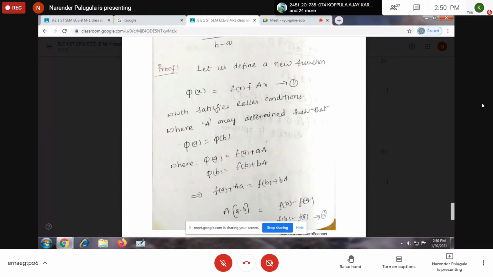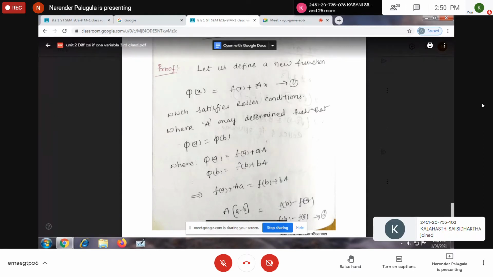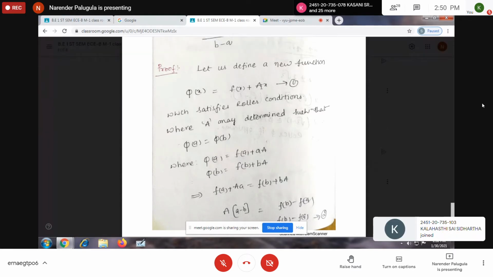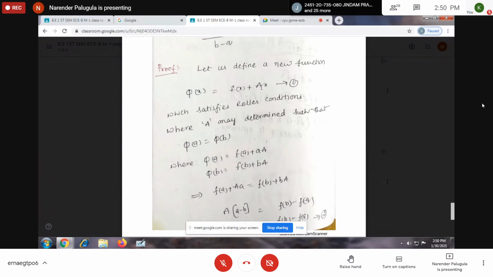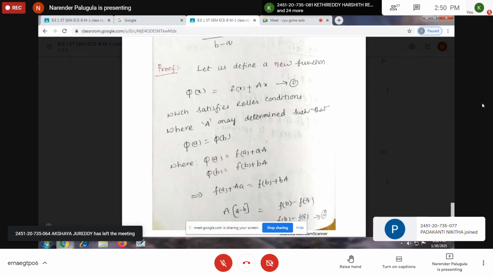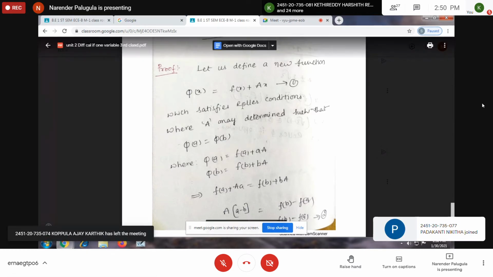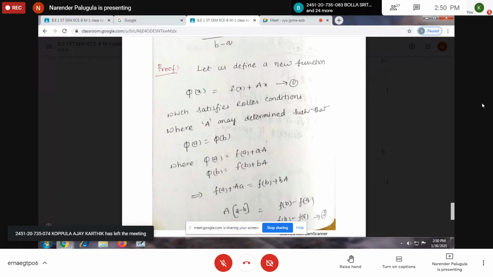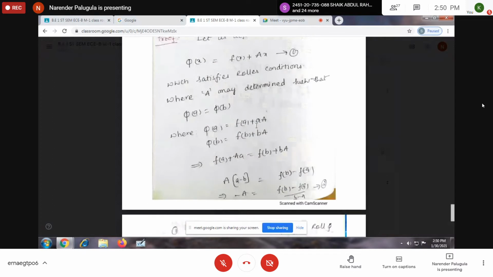I use the symbol k, but in this PPT it is given as capital A. The remaining is the same. Here we consider a function phi of x. I use capital A in this place of phi. Here A is a constant which is to be determined such that phi of a is equal to phi of b. So let us find it using this formula. A depends on this formula actually. So what is the A value? By solving this equality, we can find A.